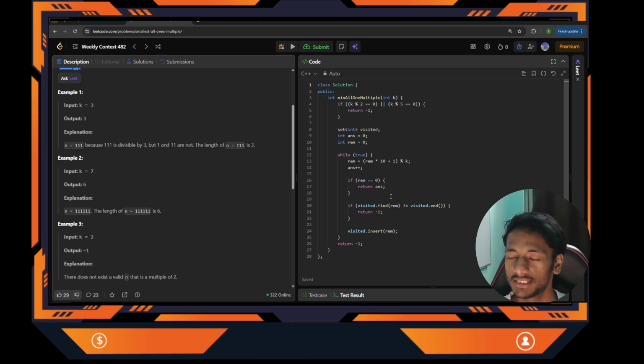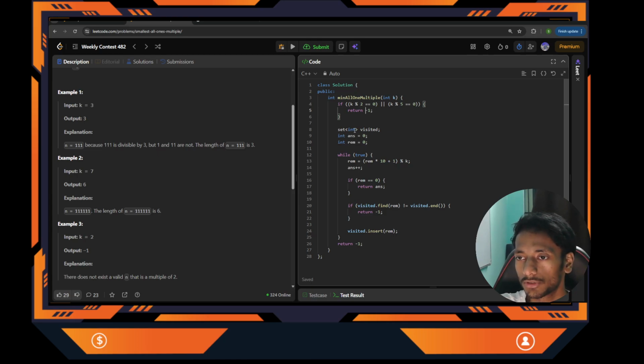I hope this is easy, just use the concept only. If k is divisible by 2 or 5, then our answer will be -1, because for 2 or 5 there will be no answer. It will be the same for 4, 6, 8, because if no such number is possible that is divisible by 2, then it is not possible for 4 or 8 either. So if k is divisible by 2 or by 5, return -1 directly. Else I have to check whether it is possible or not.